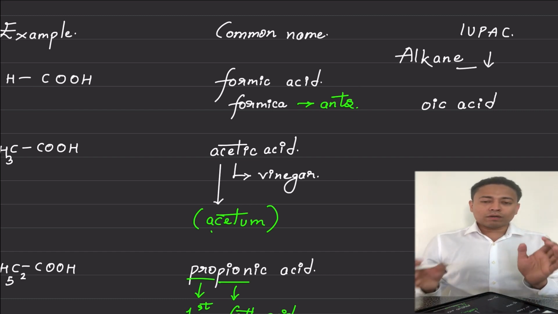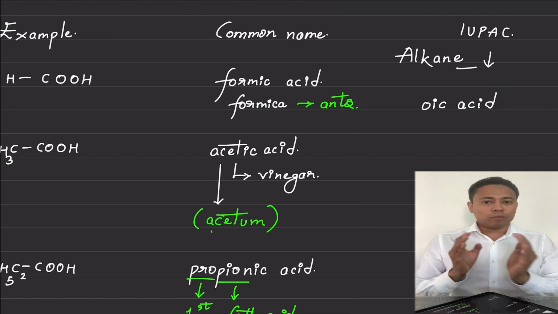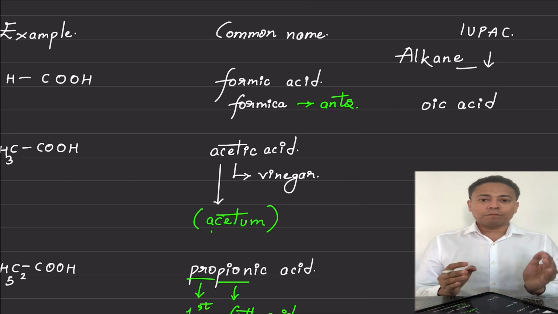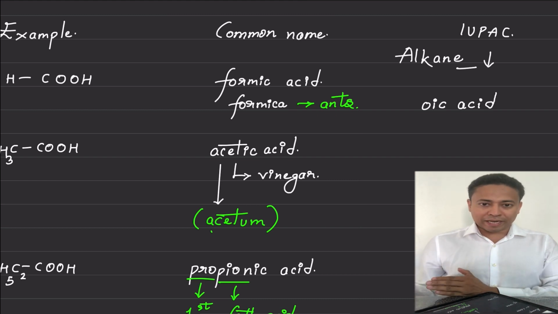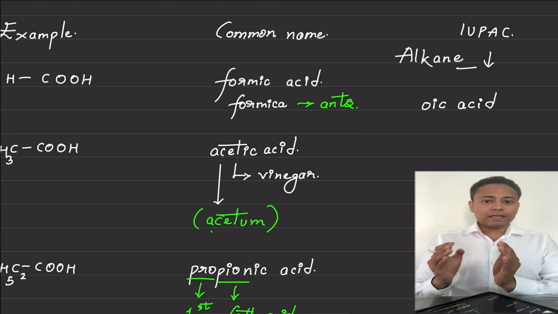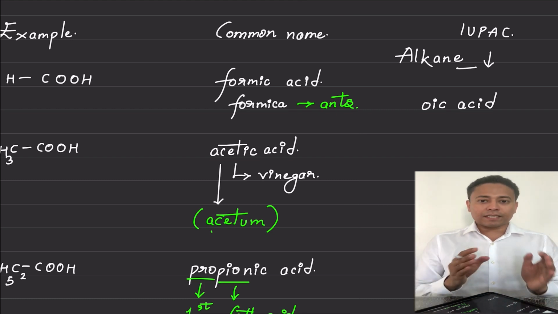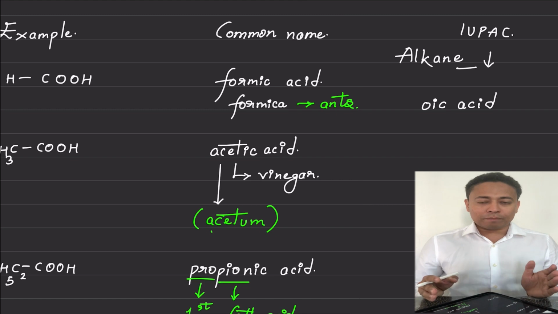After the root word comes alk, which indicates how many carbon atoms you have. For example, meth, eth, prop, but indicate 1, 2, 3 and 4 carbon atoms respectively. And ane indicates that it is saturated. There is no double bond or triple bond present in the given compound. That is your primary suffix.